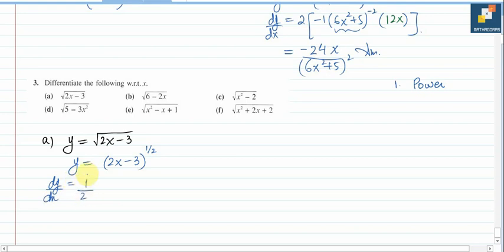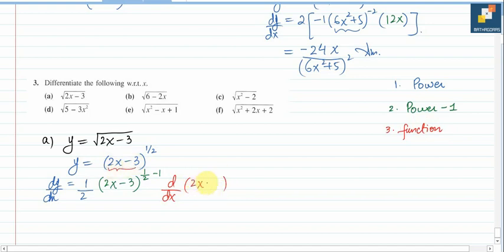That is my first step, right? For the next step, you need to subtract 1 from the power. So I'm saying that power minus 1. So for the next step, it's (2x minus 3) to the power 1 upon 2 minus 1. That is my second step, right? And the third step is we need to derivate the function which has power on it. The function that has power on it is 2x minus 3.